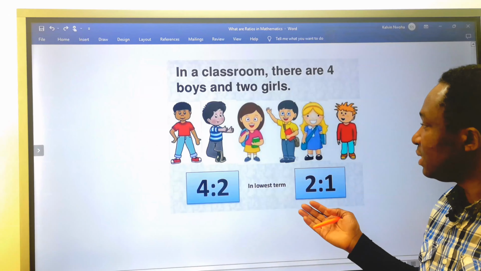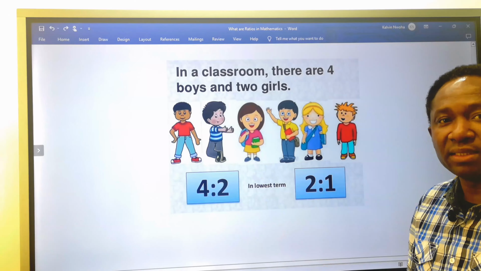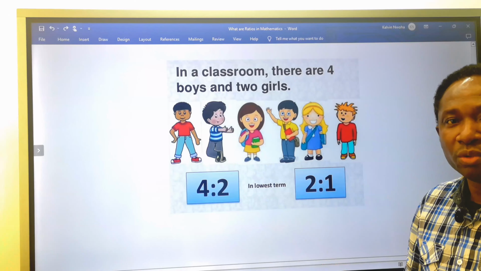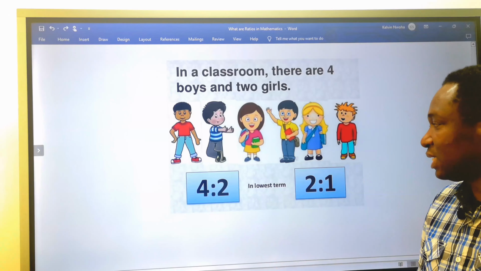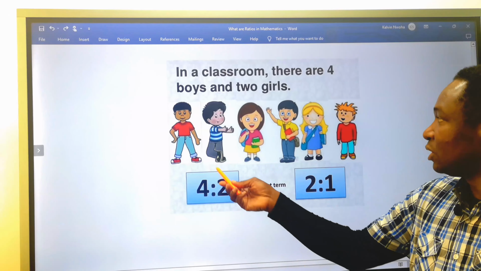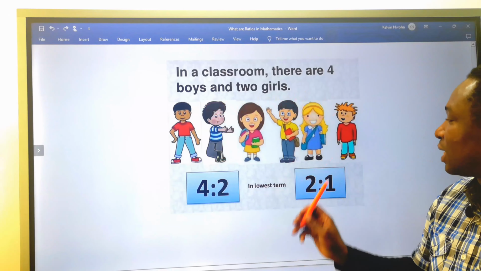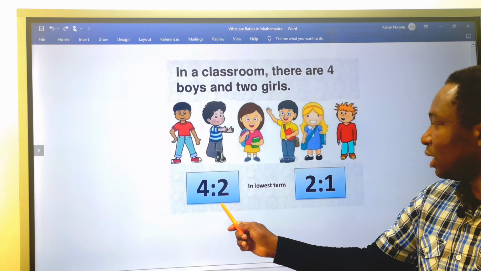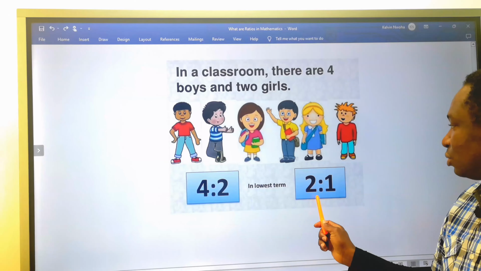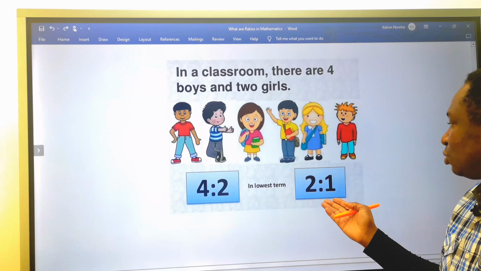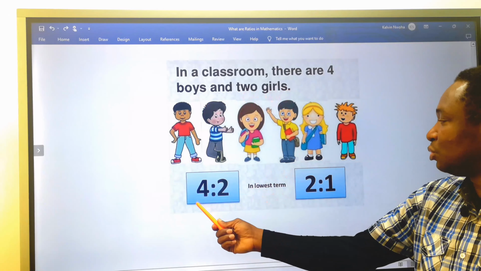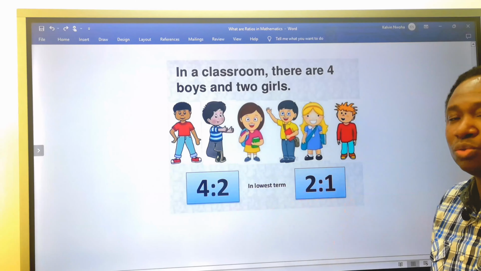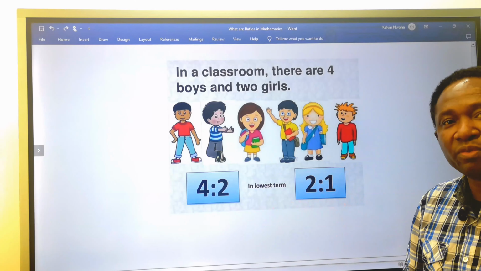Next, looking at this example, is it part to part or is it part to whole? It is part to part because 6 was not mentioned here. The ratio of the boys to the girls is 4 to 2. 4 here is 2 and 2 here is 1. We can simplify it further to be 2 to 1. If we have girls to boys, then this will be 2 to 4, which is 1 to 2. I believe this was helpful.